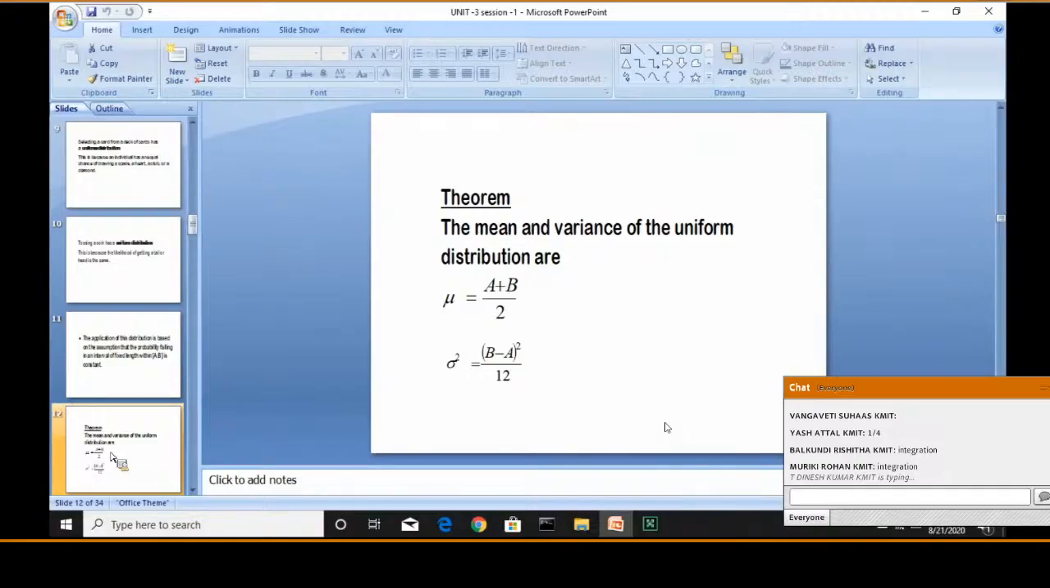Integration will be coming. So we can write the integral from minus infinity to plus infinity of x f of x dx. I am going to show it in the next slide, but let me tell. What is f of x? The probability density function. So using that we have to find it out.